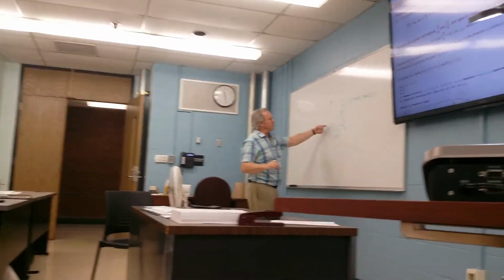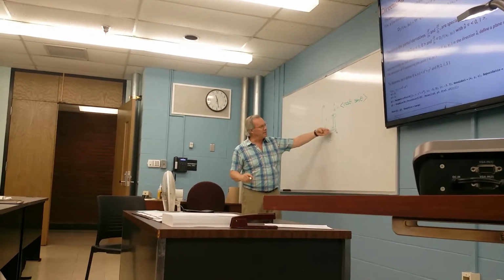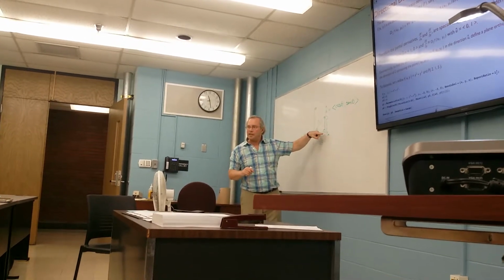cosine theta, sine theta. Suppose it's the unit vector along the x-axis. That's the i vector. What's it equal to? Well, the angle is 0. It's equal to cosine of 0, 1, sine of 0, 0. It's equal to 1, 0. That's the unit vector along the x-axis.